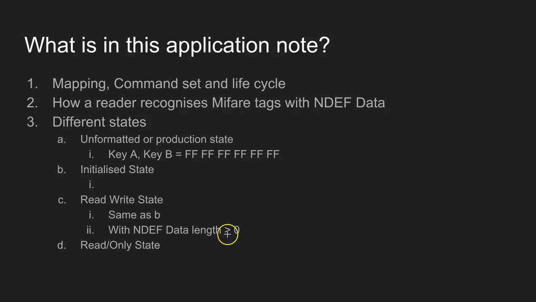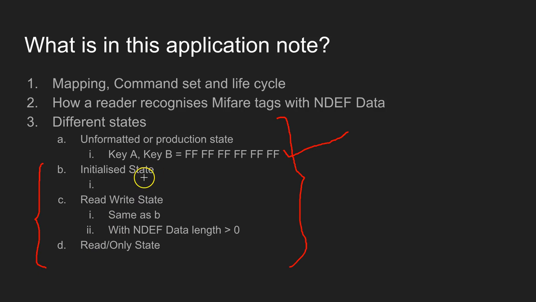After reading the entire document, you'll come across how the mapping is done, what are the different commands used to read and write, and also the life cycle. It also mentions how the reader can recognize any Mifare tags with NDEF data. So it speaks about different states a tag can go through. The first state is the unformatted or the production state. This is the state of the tag when it is bought new. You know that all new tags come with the factory setting where the key A and key B values are all set to all FFs. So these three settings are very specific to this application note.